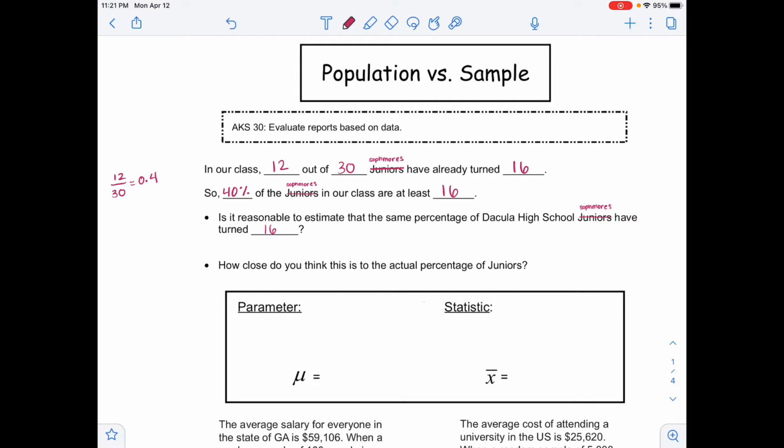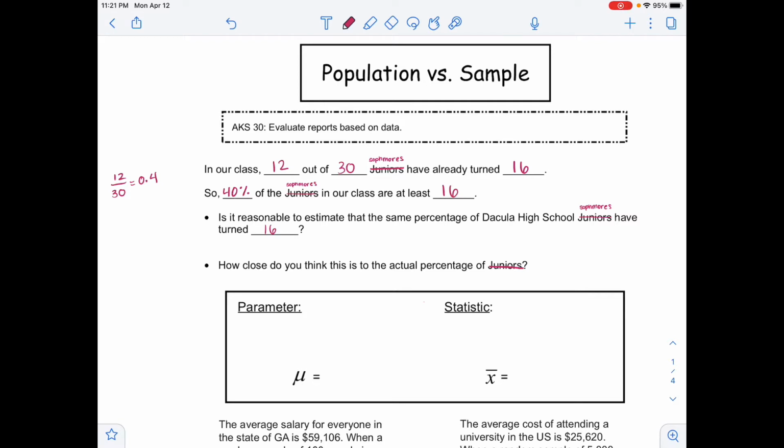So, there we go. I've just surveyed everybody in the class. I've found out your ages. I've found the percentage of sophomores in our class that are at least 16. Do you think then it's reasonable to estimate that the same percentage of Dacula High School sophomores have turned 16? So if I want to look at the entire sophomore class, do you think about 40% of you have already turned 16? How close do you think this is to the actual percentage of sophomores?